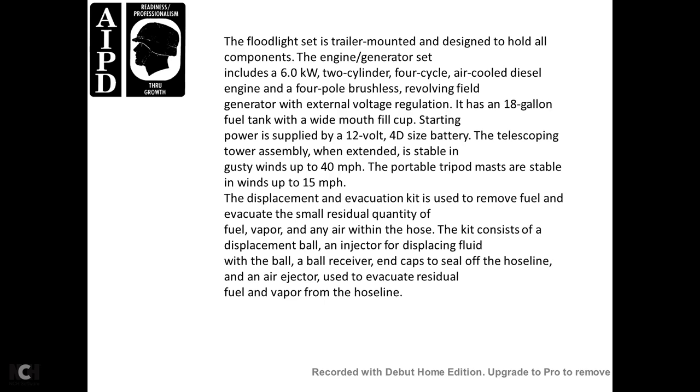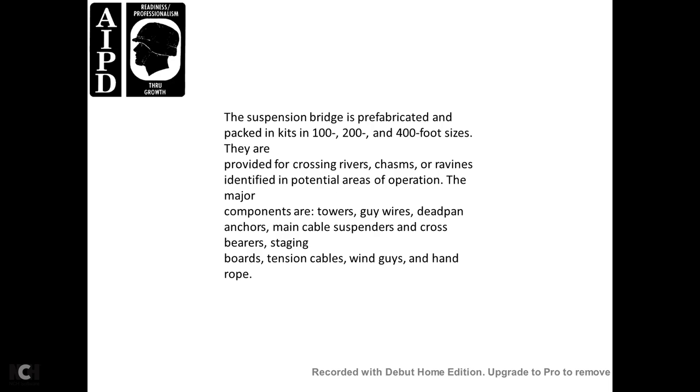The displacement evacuation system is used to remove fuel and evacuate the small residual quantity of fuel vapor and any other air within the hose line. It consists of the displacement and injector displacing fluid, a ball with a ball receiver, and end caps that seal off the hose line, and an air ejector used to evacuate residual fuel and vapor from the hose line.